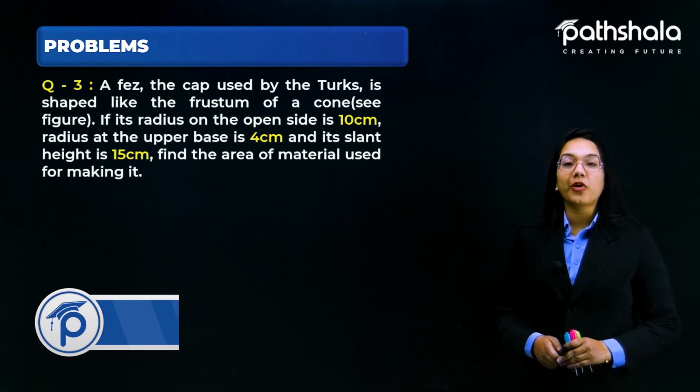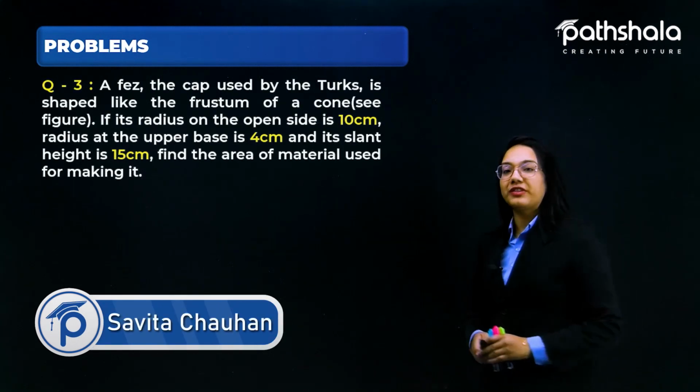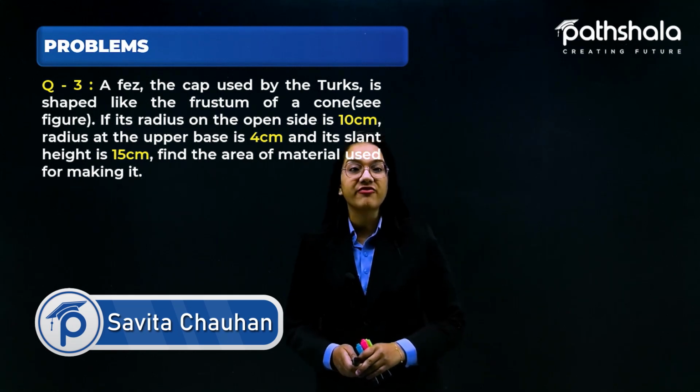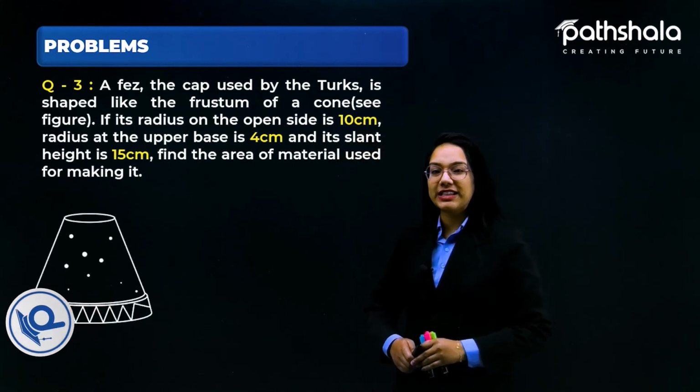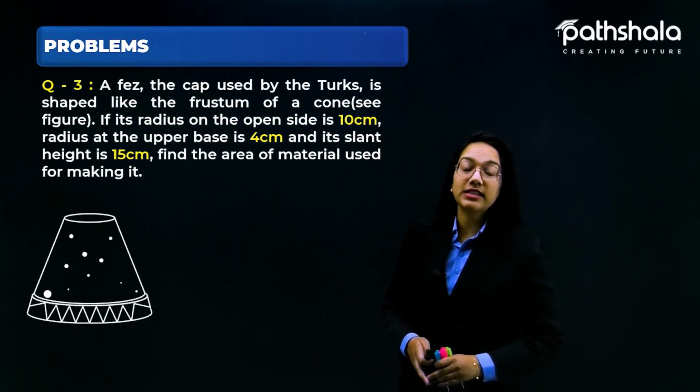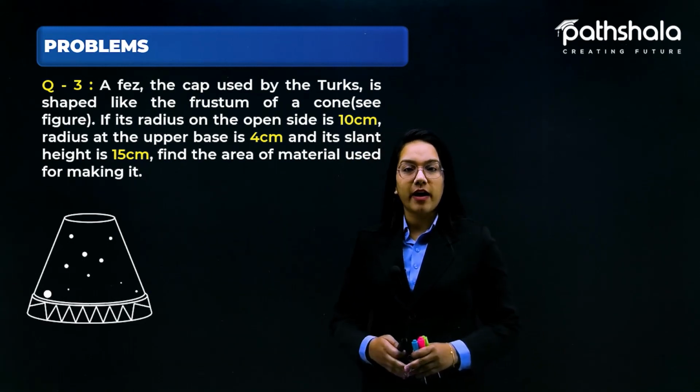Now let's talk about the next question, question number 3, which says a fez, the cap which is used by the Turks, is shaped like a frustum of a cone. As you can see, this is nothing but the cap which is used by the Turks, and it is shaped like a frustum. You can see for yourself.